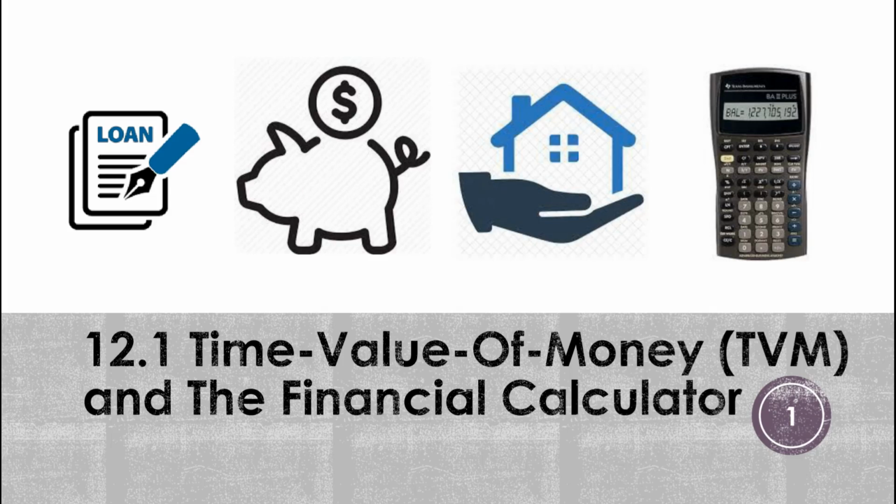This is Chapter 12 we're starting now, and we're on Section 12.1. Chapters 12, 13, 14, and 15 will all be dealing with the financial calculator and this thing called time value of money. So we're going to be using this calculator for a while.